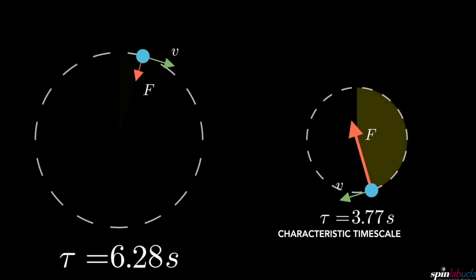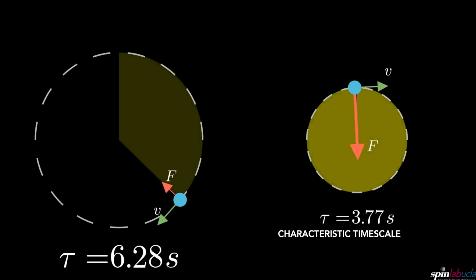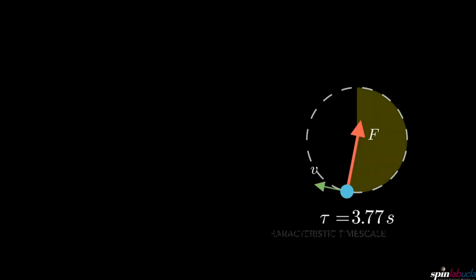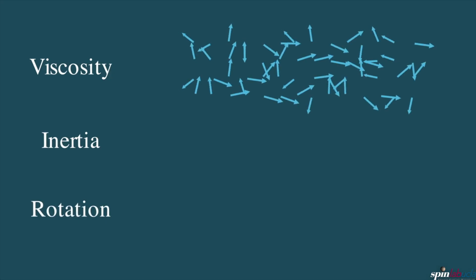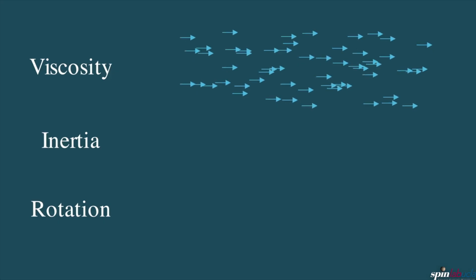When multiple forces act at once, the one with the shortest timescale tends to dominate. The same principles apply to continuous processes, like those in rotating fluids. In these systems, three processes shape the behavior: viscosity, inertia, and rotation. Viscosity is a fluid's internal friction, its tendency to resist shear and smooth out velocity differences.